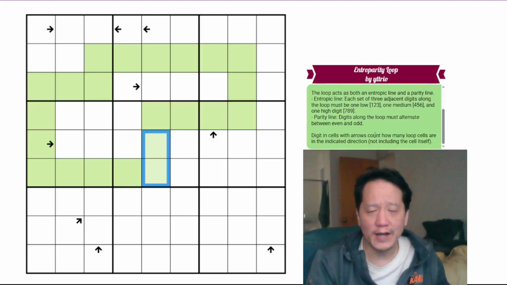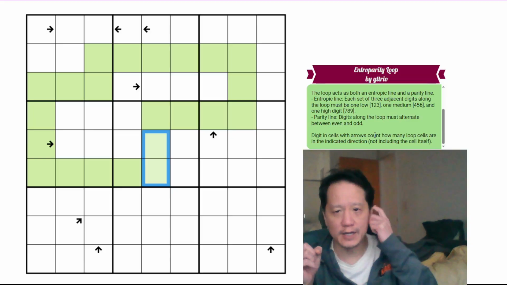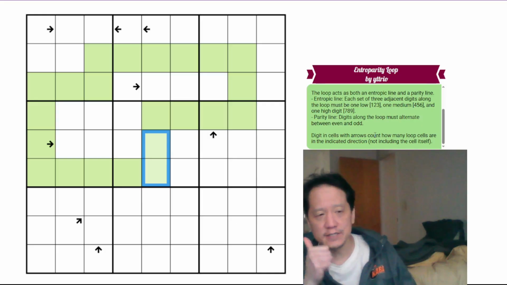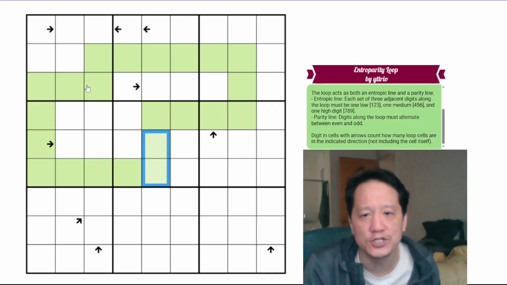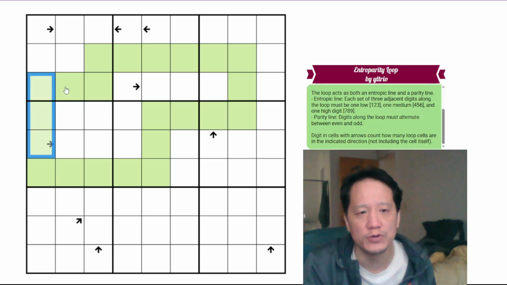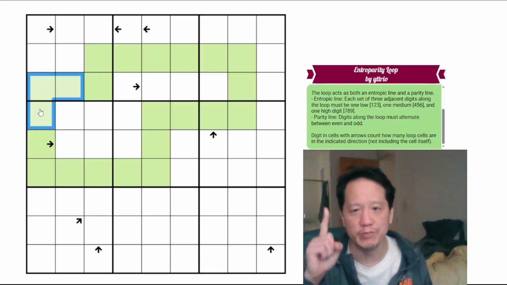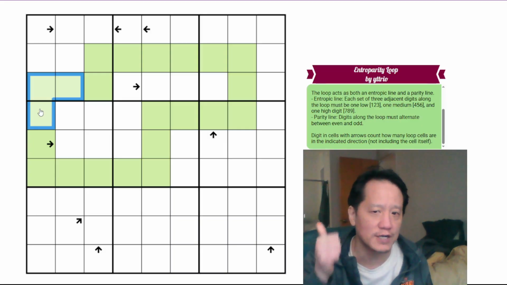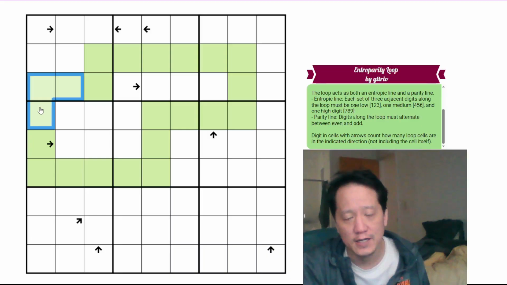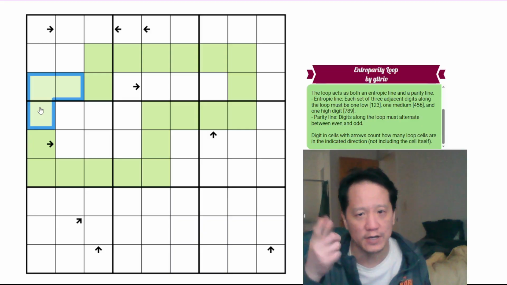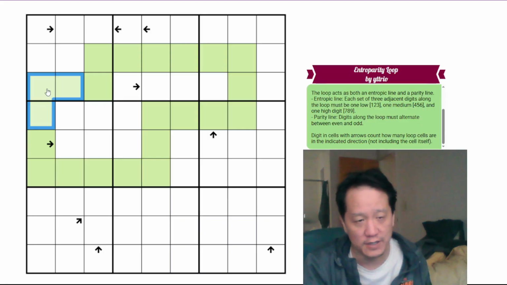Okay, the loop acts as both an entropic line and a parity line. An entropic line means each set of 3 adjacent digits along the loop must be 1 low digit, 1, 2, or 3, 1 medium digit, 4, 5, or 6, and 1 high digit, 7, 8, or 9. And for the parity line, digits along the loop must alternate between even and odd.